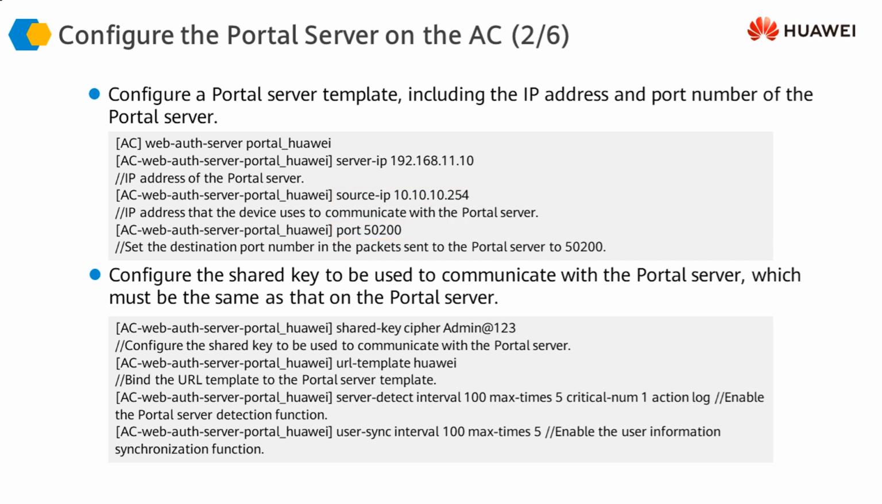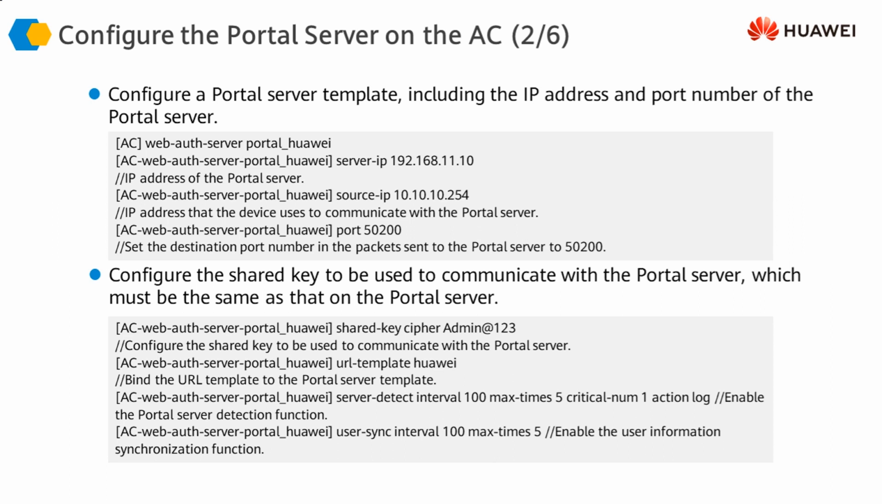Once this is done, then we configure the key. In the same configuration mode, we configure the shared key. We call the URL template which we configured in the previous step. You can also configure it directly, but just to keep it modular, we are importing it, or binding it, from the previous step. And then we do other timer related or minor configurations in the web server or portal server template.